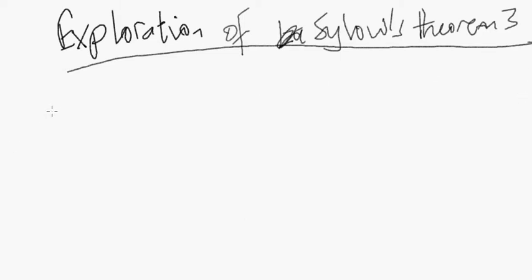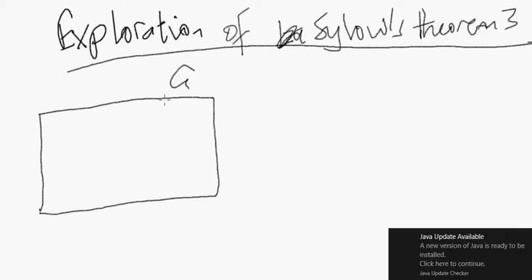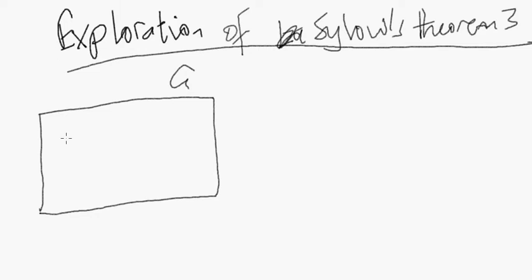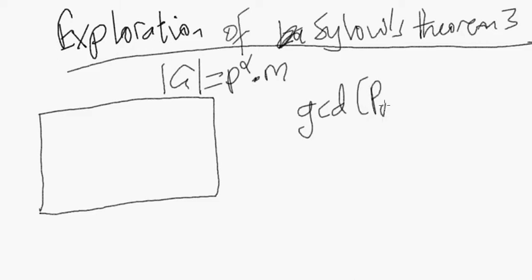So, the theorem we're looking at now is, look, suppose that G is finite, and we take some subgroup, and the order of G equals p to the alpha times some m, right? Now here the GCD of p and m is being taken to equal 1. That is, p and m are being taken to be relatively prime to each other.